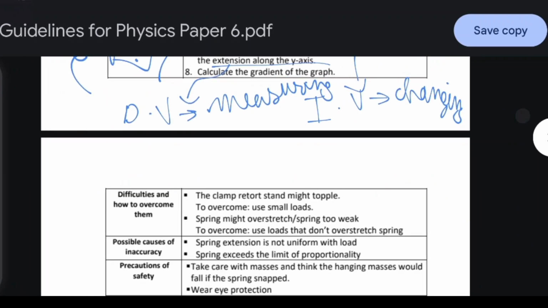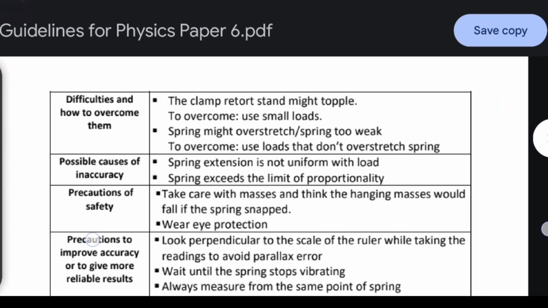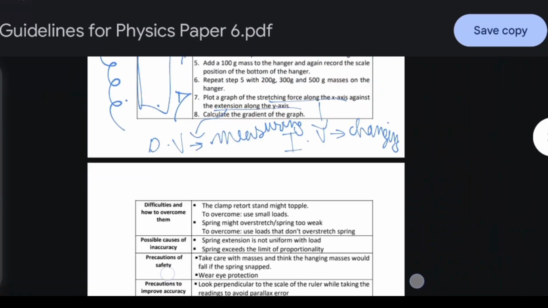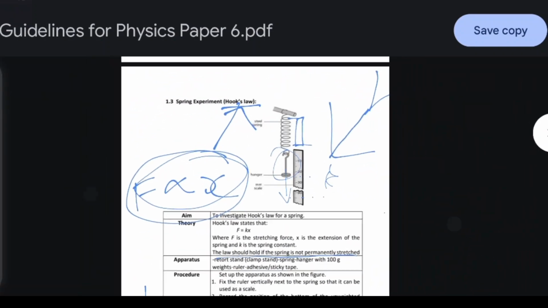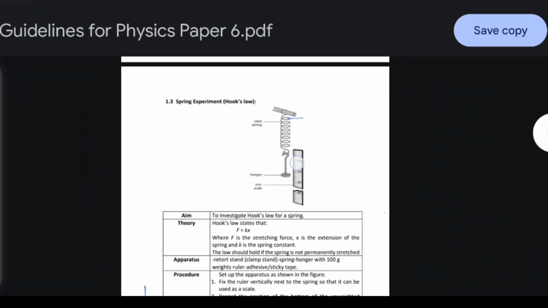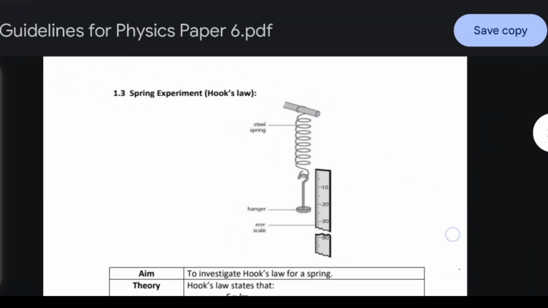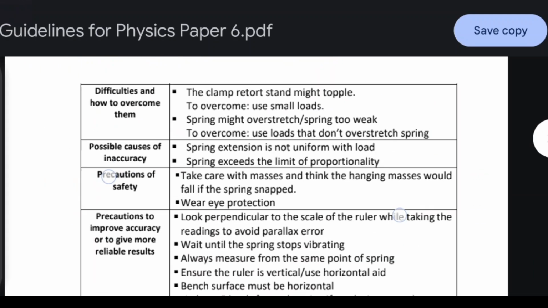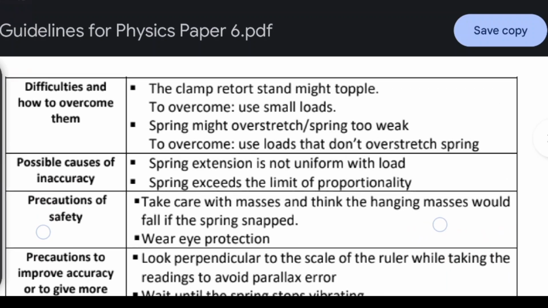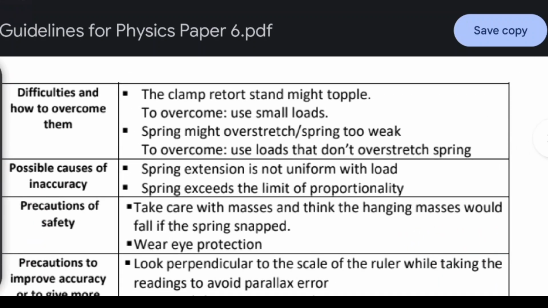Now going back. Difficulties and how to overcome them. The clamp retort stand might topple. Let's erase all this so that we can discuss. This clamp retort stand might topple over, that's what they're trying to say. To overcome it, use small loads, meaning what you're hanging on the hanger, use it small. Spring might overstretch or spring too weak. Use loads that don't overstretch the spring. Don't use too big loads. So these are 2 difficulties that you can face.